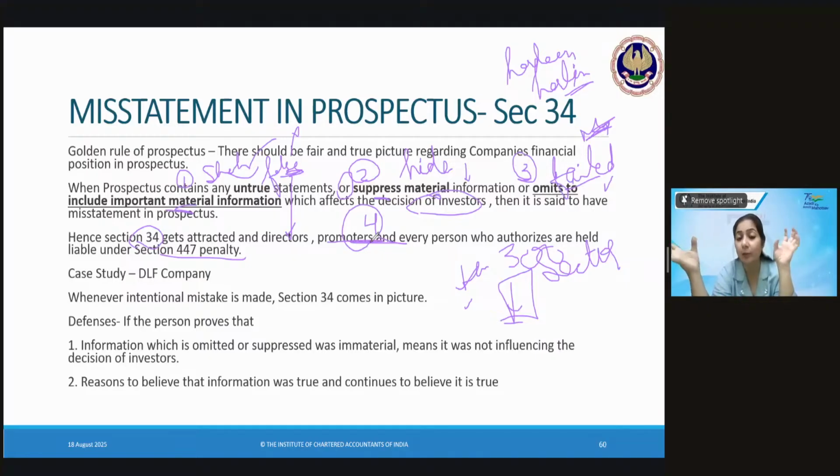You are hiding information about the promoters, directors. You are suppressing the information. Then you are doing a wrong thing. Then it is said to be a misstatement in the prospectus. Anything which is false or omitted is known as misstatement. Please write down in your notes.